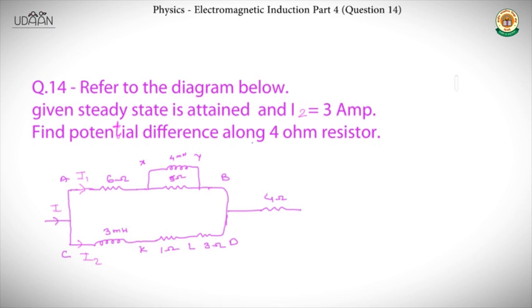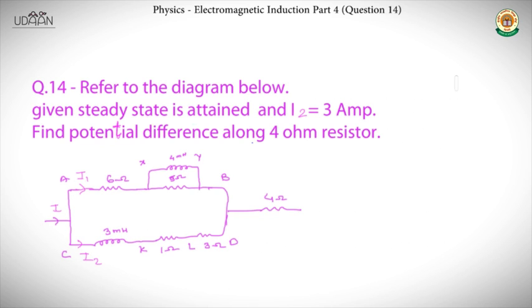Coming to the last question for the chapter, question number 14, it says, refer to the diagram below, and given that the steady state is attained and I2 is equal to 3 ampere, we have to find the potential difference along the 4 ohm resistor. Let's see how to proceed in the question.